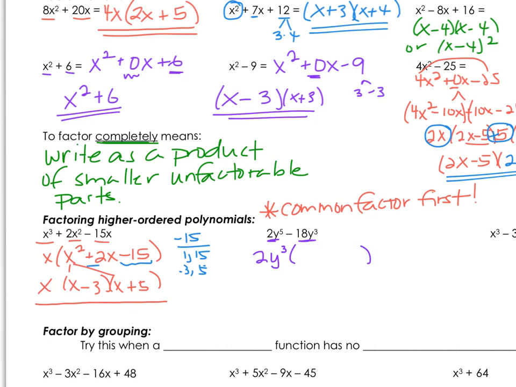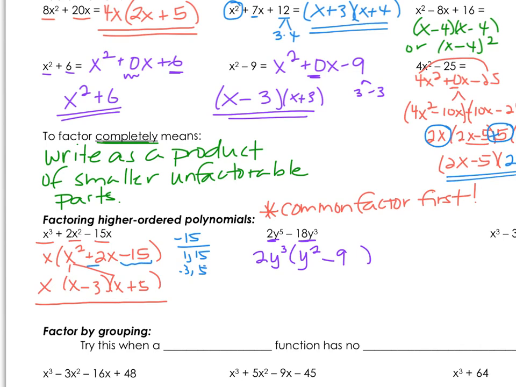If we take 2y to the 5th and factor out 2y to the 3rd, that means technically we're dividing. So if we had y to the 5th over y to the 3rd, we would subtract our exponents. And 5 minus 3 is 2. That means we have y squared left over. Okay, minus 2 into 18, that would give us 9. And y cubed into y cubed, that would just go away. There's nothing left for your y variable.